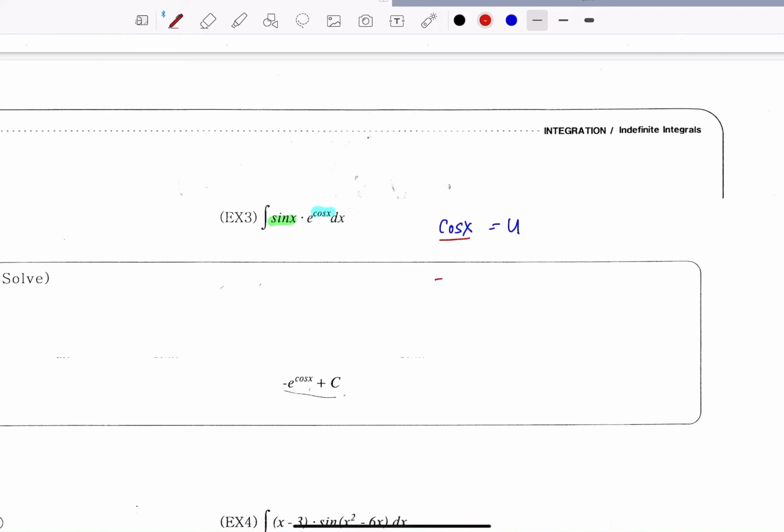Derivative of cosine x is negative sin x dx. Derivative of u is 1 du. Next step is to isolate dx, which is du over negative sine x. And then you rewrite the original integral expression. So sine x, you keep sine x, and e to the cosine x power. Cosine x is already substituted by u. So you put u, dx is du over negative sine x. And then you cancel out sine x in numerator, sine x in denominator. So it's going to be negative integral e to the u power du.